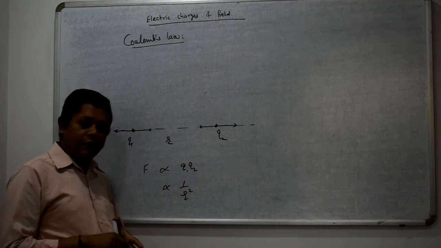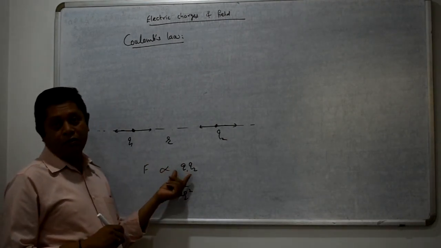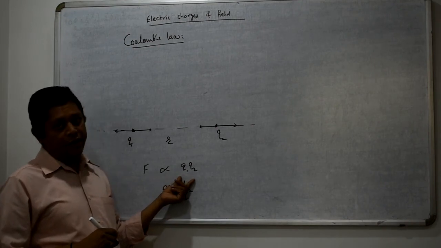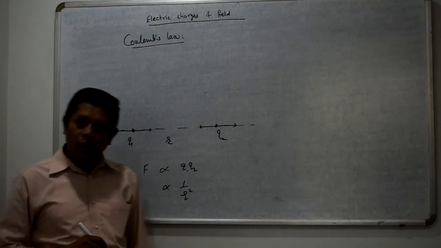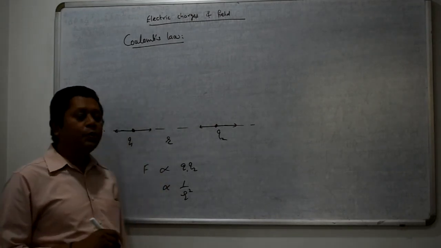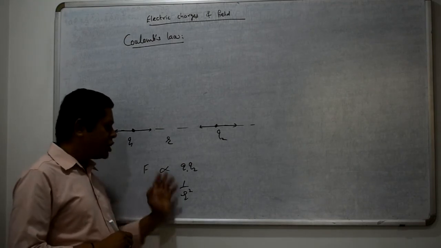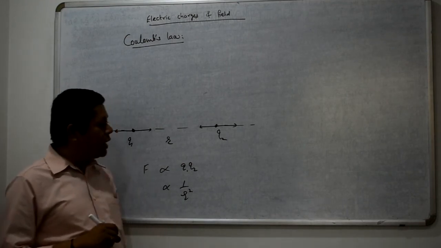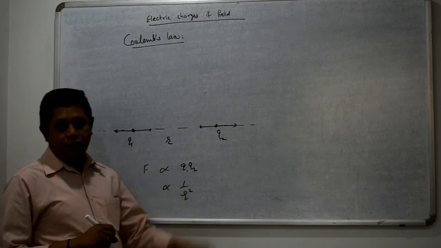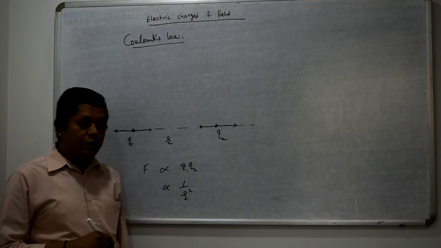The only difference is that gravitational force was due to mass, and mass is always positive, so it was always attractive, whereas the charge of a body can be positive or negative, and that's why the force can be attractive or repulsive. So the nature of the force can be attractive or repulsive. Another thing is the strength: this force is much stronger compared to gravitational force.